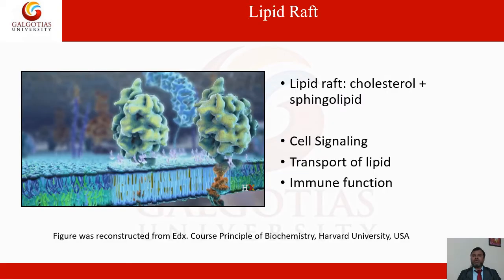There is a modification of the cell membrane. Lipid raft is another modification of the cell membrane, which is mainly made up of cholesterol and sphingolipid, and it is responsible for cell signaling, transport of lipid, and immune function. There are a large number of functions of the lipid raft, but we will discuss here only a small portion.